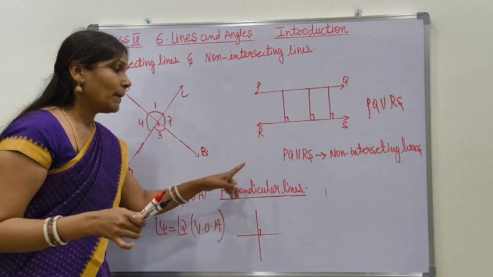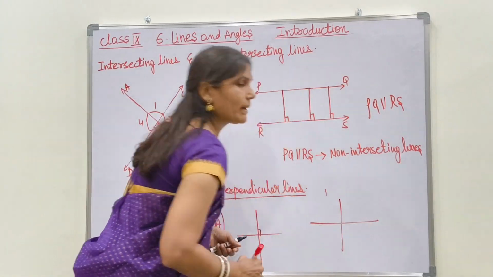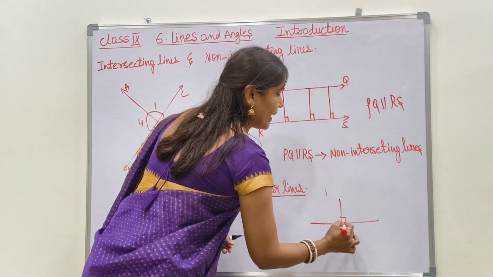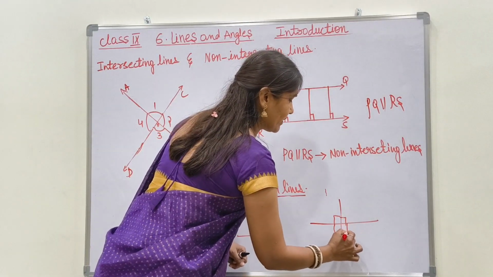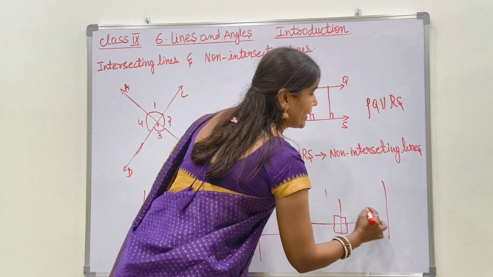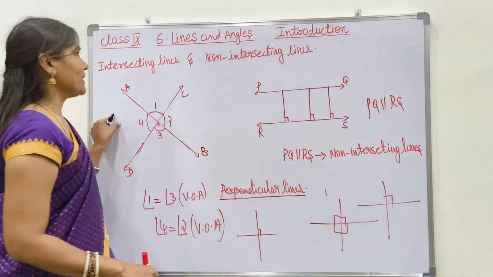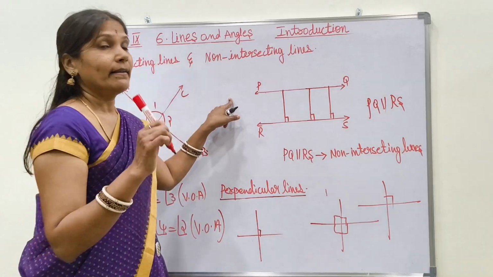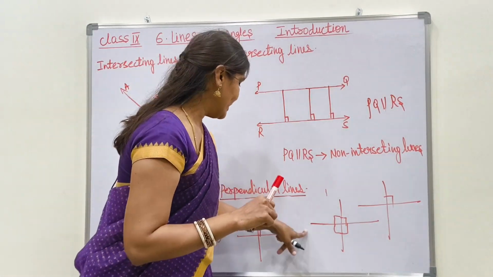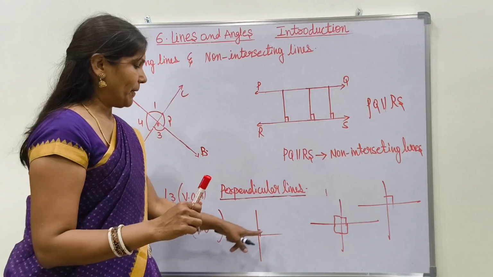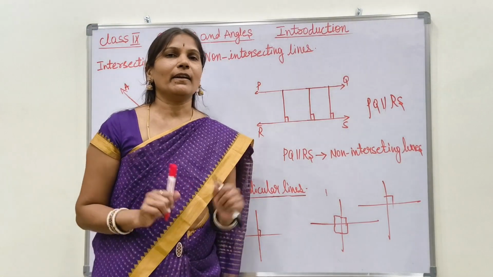Next we will move to perpendicular lines. See here, this is a perpendicular line. Here every angle is how many degrees? This is 90 degrees. This is also 90 degrees. This is also 90 degrees. This is also 90 degrees. Perpendicular means how many degrees? It is 90 degrees. This is an intersecting line. This is a non-intersecting line. Parallel lines are non-intersecting lines. These lines are called perpendicular. Where there are 90 degrees, those lines are called perpendicular lines.